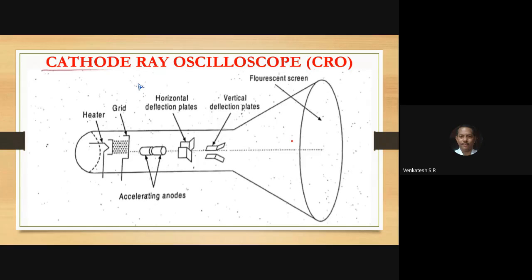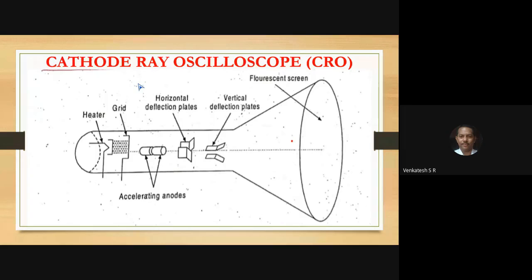Next, the terminating device. A very good example for a terminating device is the cathode ray oscilloscope, also called CRO. A good example is your cathode ray TV. Many of you have this type of TV in your house, 22 inches, 29 inches like that, the size of the monitor.